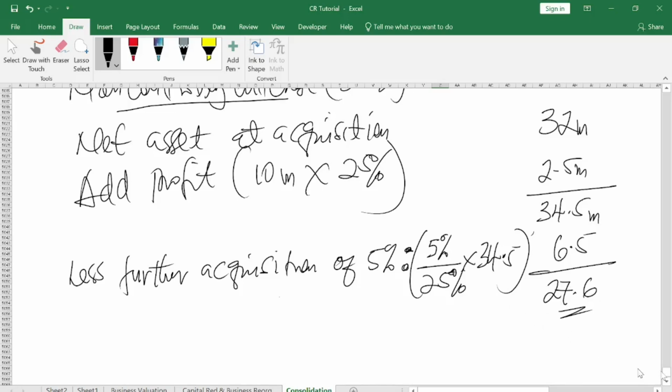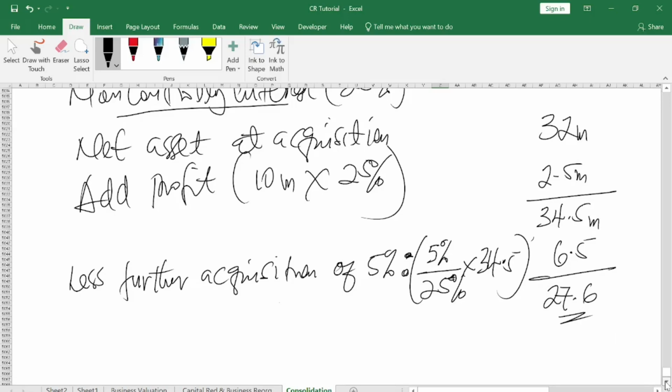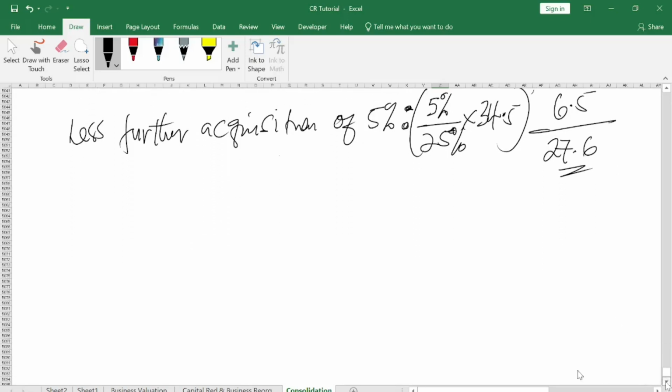So 27.6 is what is left for the subsidiary. So this now becomes the value of the non-controlling interest. That will appear in the books of the subsidiary under the equity. Do you agree with me? Okay. So when you are done, then you pass it through journal entry.